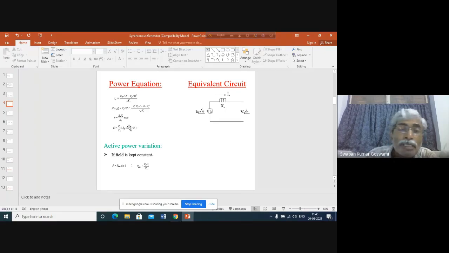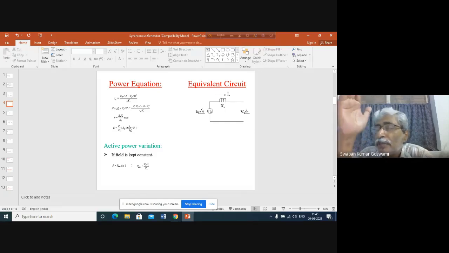Now we shall not attempt to vary delta, because if you want to control delta directly, then you have to control the active power input to the generator. So this is the method we have followed. We shall not make any attempt to vary delta directly. Why am I saying directly? That will be apparent later on. But our intention will not be to change the delta.